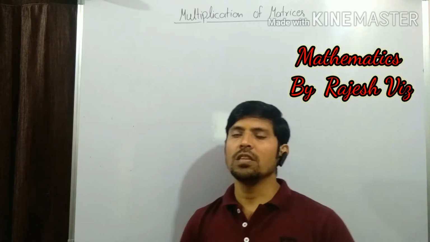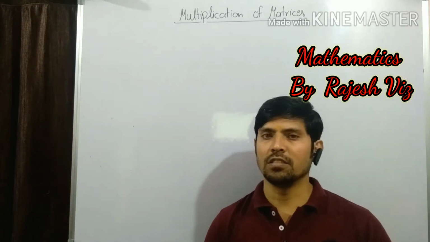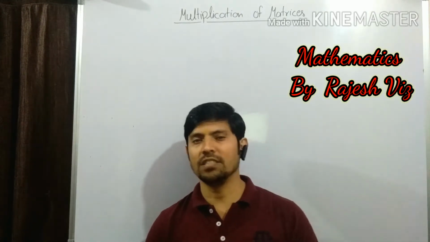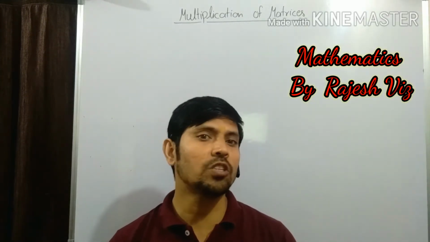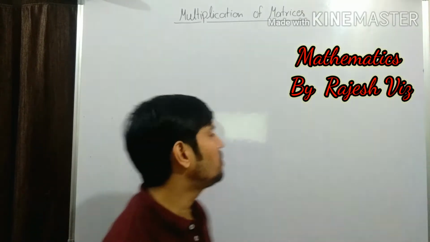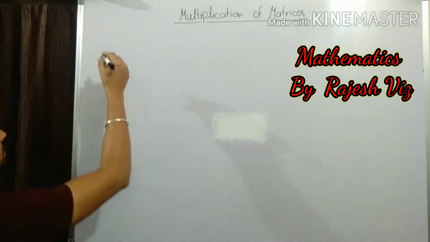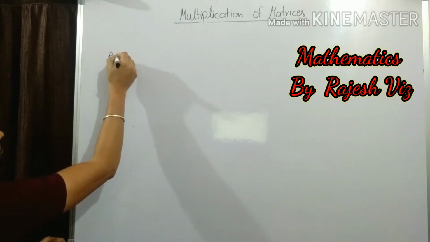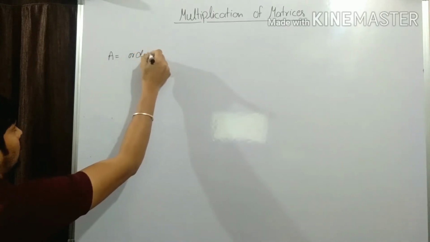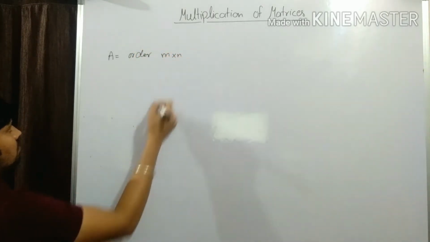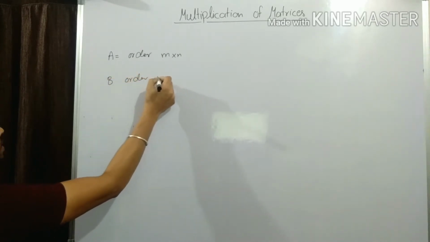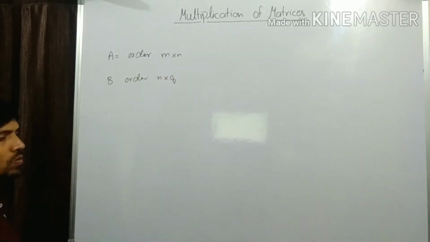today my topic is multiplication of matrices. How will we multiply two matrices if they are given? First of all, we should know how it is possible. Let us suppose we have two matrices, matrix A of some order. Let the order of this matrix be m cross n, and B is another matrix, and the order of this matrix is n cross q.